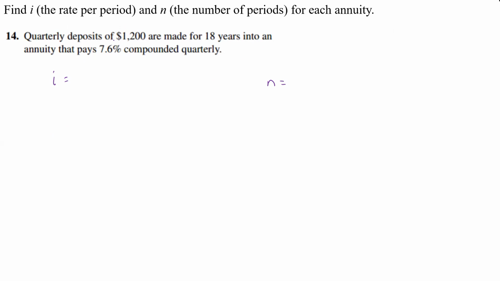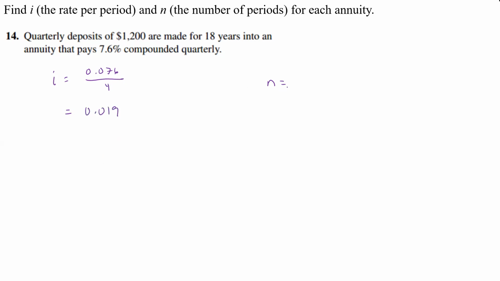So let's find those two values. Well, I is going to be the interest rate. Well, 7.6%, so that's going to be 0.076, quarterly. That means we're going to divide by 4. And so if we do that, since it's so small, 0.076 divided by 4, that's 0.019. So that's going to be our I.